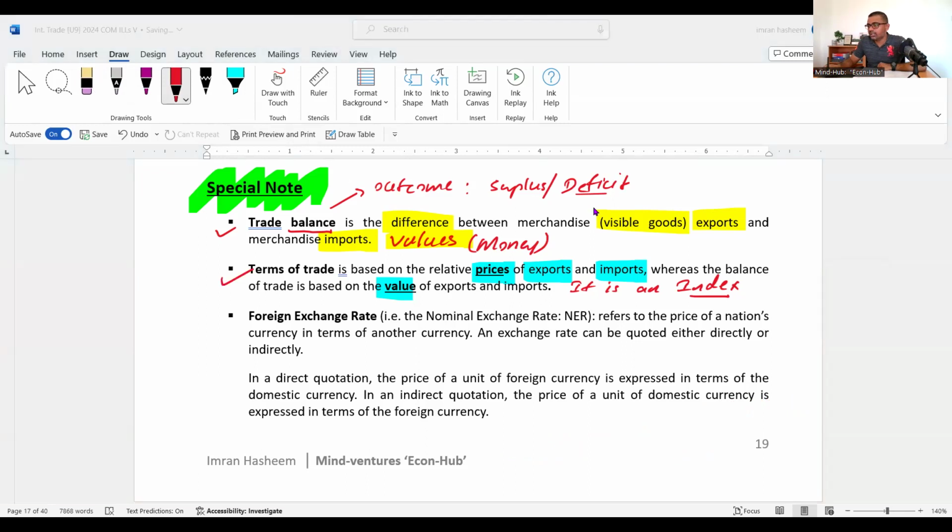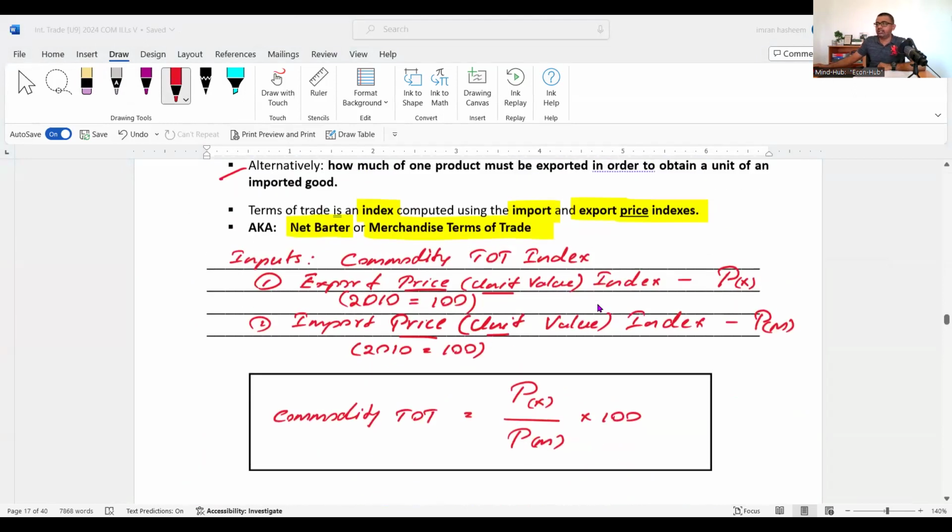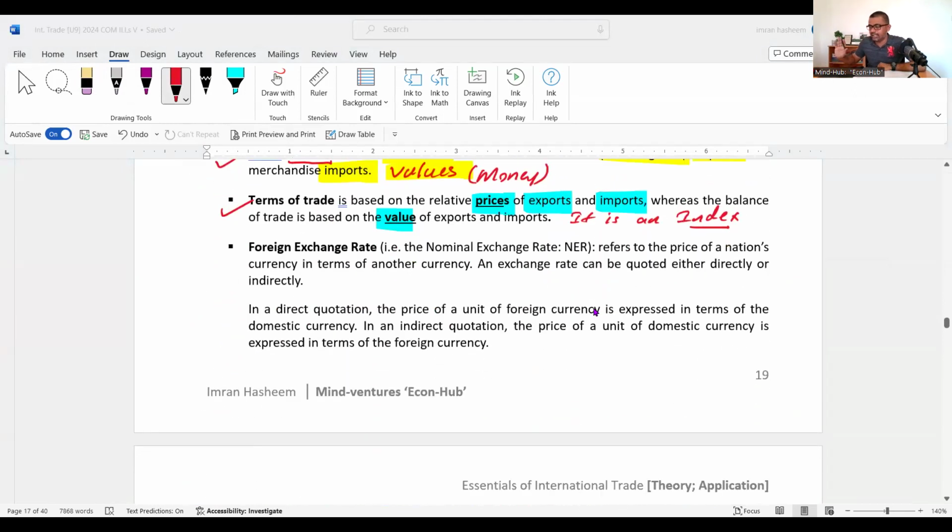Are value and unit value the same? No, can't be. Value is price into quantity. Unit value is another word for what? You have it in your notes. I'm sure I've written it. Unit value means price. Value means price into quantity. I think I'm very clear there.